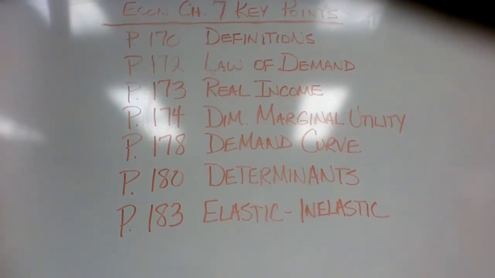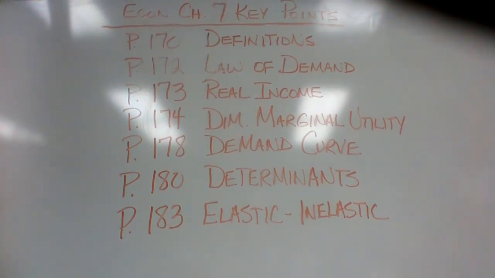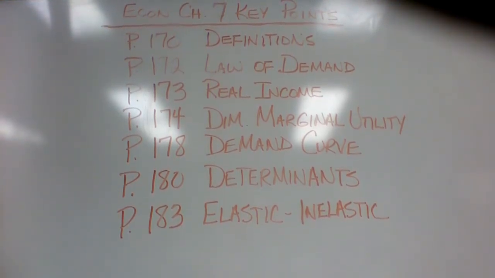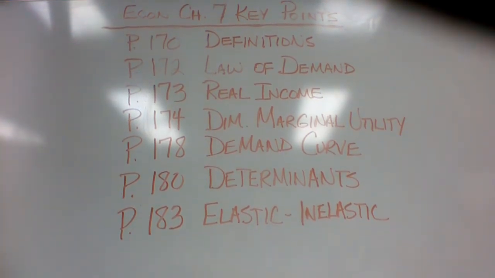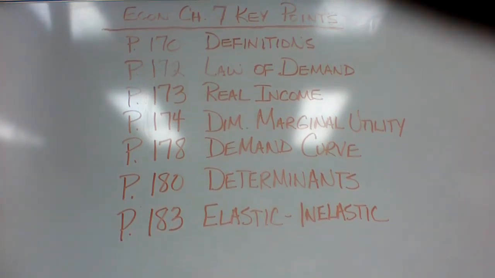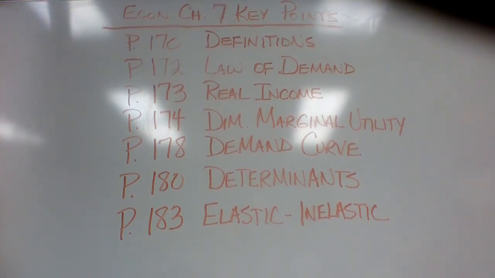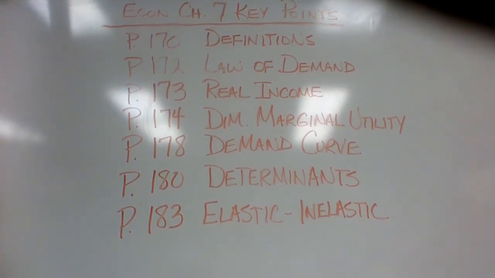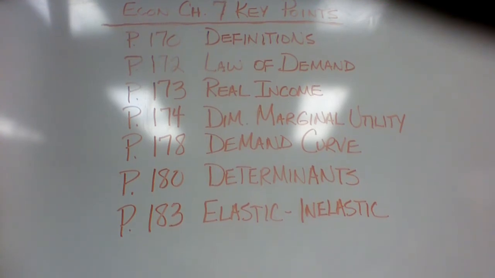And then on page 183 and 184, it talks about elastic and inelastic demand. The elastic or inelastic refers to whether the demand will move or stretch in response to a change in price. Usually, products that are necessity items, like medicine, certain types of food, gasoline for cars, those are generally inelastic demand products.